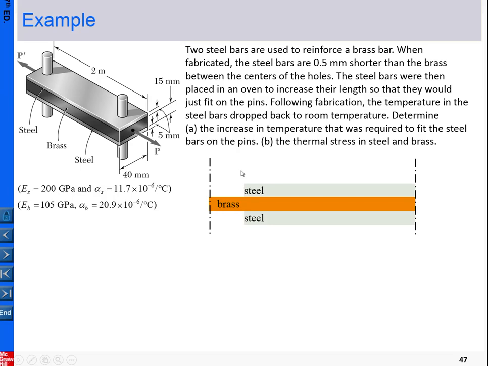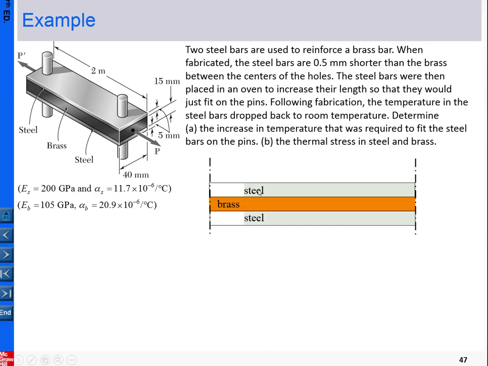In this example, the strategy is to get the steel longer than its original length. How to do it? We simply put the steel plate into an oven and heat it up. You can see the steel being heated up, and it is going to elongate to the right length to align with the brass. At the elevated temperature of the steel, with the brass still at room conditions, the two center lines align, and then we place a pin in.